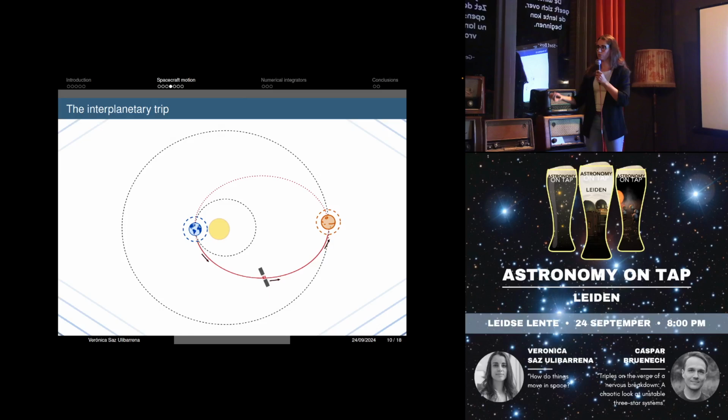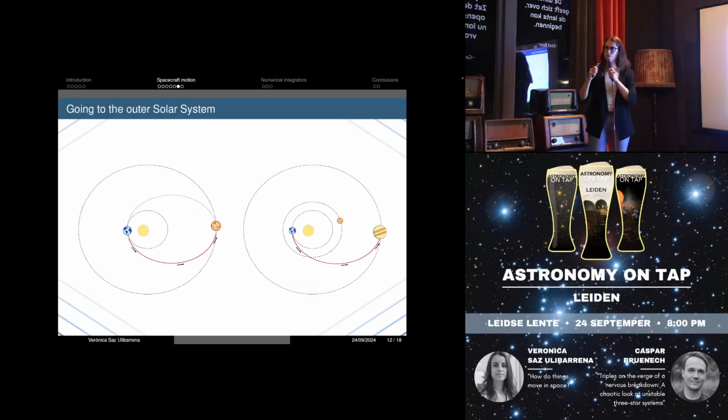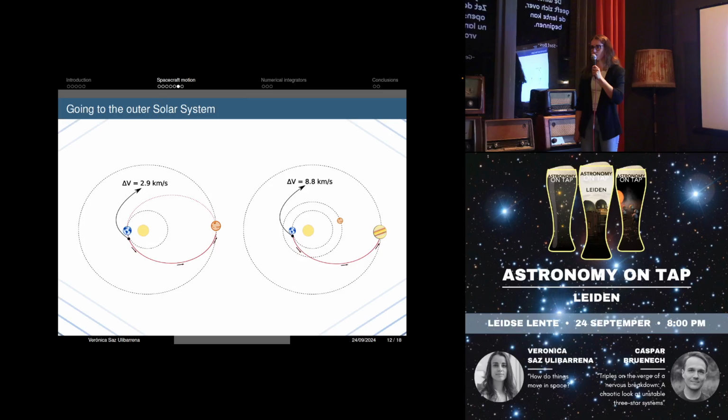The problem is that going to Mars, we've done that with one ellipse, with one orbit, and that is fine. But the problem is if we want to go to, for example, Jupiter. I said that we need to turn on our engines if we want to go from an orbit around the Earth to an orbit around the Sun to get to Mars. That engine needs to be switched on, and it needs to give us a change in velocity of 2.9 kilometers per second. Now that means nothing to you, but maybe it means something if I say that to go to Jupiter, it would take us 8.8 kilometers per second. And 8.8 kilometers per second is not doable right now.